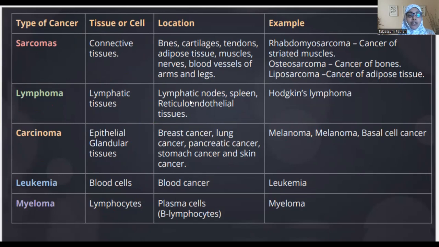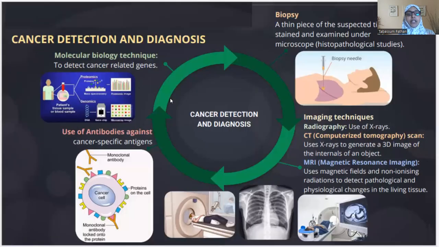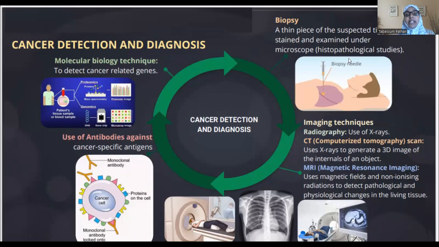Now, diagnosis involves molecular techniques, using antibodies against the cancer antigens. How do you know that a particular tissue is suffering from cancer? You can take a thin piece from that suspected tissue and then stain it and see if uncontrolled and abnormal cells are there in that tissue. This technique is known as biopsy. You think that this tissue is having cancer, abnormal growth is there, so you take a piece, you stain it, you examine under a microscope, and you study that tissue. That is biopsy.